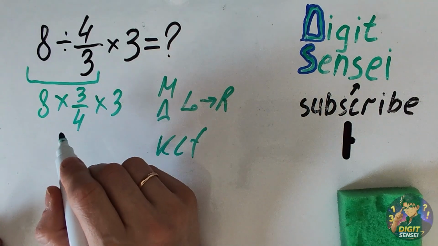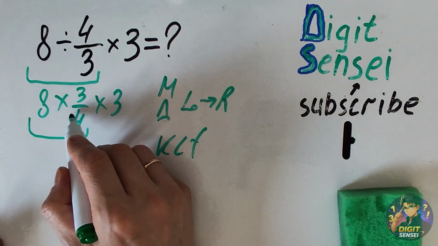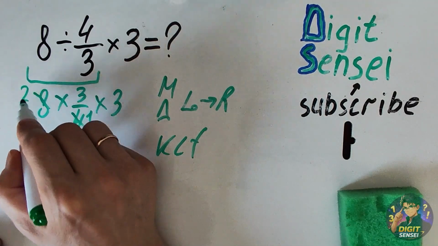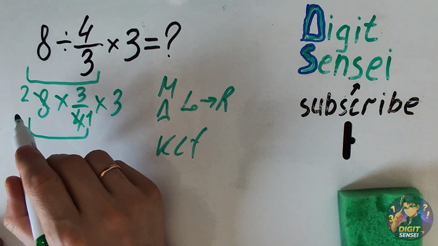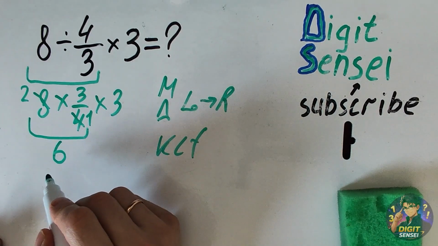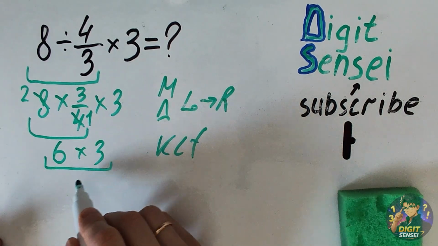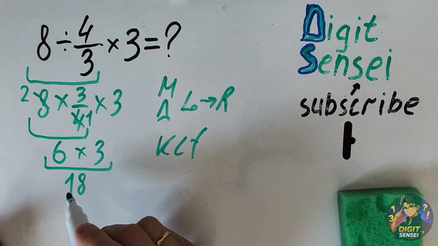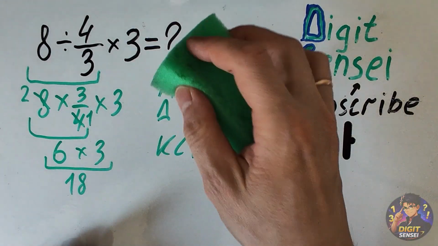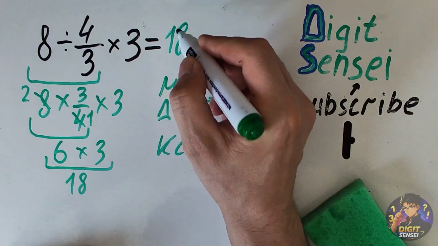First, we do this multiplication. 4 divided by 4 gives us 1, and 8 divided by 4 equals 2. So here we have 2 times 3, which equals 6. So 6 times 3 is just 18. And this is our final answer to this problem. The correct answer is 18.